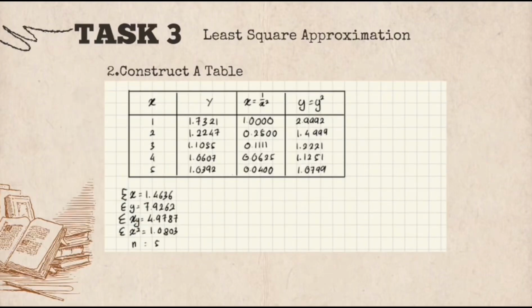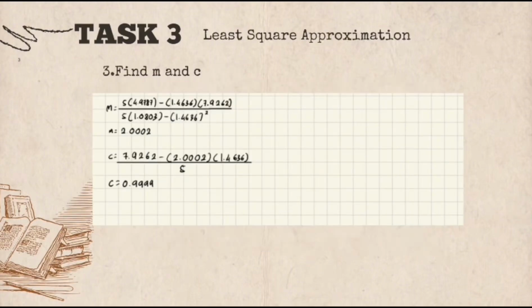So the next step, we construct a table. So this is my table. I have it with labels y, x, y, and x, 1 over x square, y equal to y square. This is based on the basic previous model. So as you can see here, here is my answer. So next we find m and c. So m is the slope of the point and c is the intersection point.